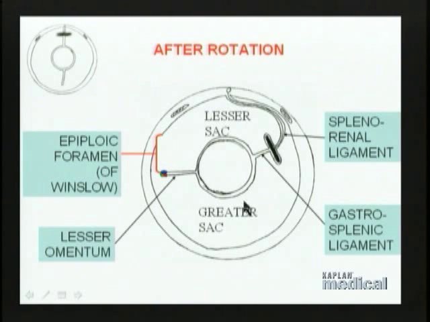We see that the anterior wall of the stomach, the wall that used to be the left wall, is now the anterior wall of the stomach and is facing the greater sac. And the posterior wall of the stomach, the wall that used to be the right wall, is now the posterior wall, and that wall is facing the lesser sac.